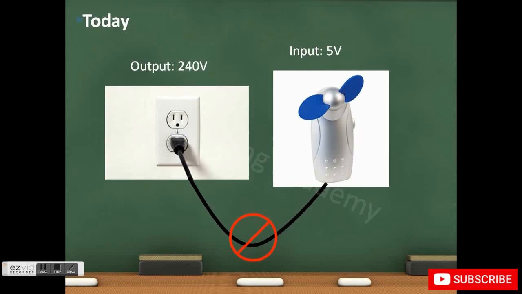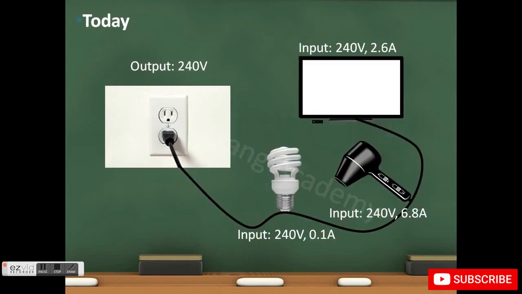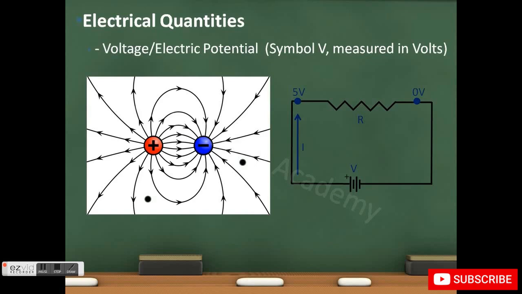Today you'll learn why you cannot connect your 240 volt supply to a 5 volt electric fan, but it is okay to connect your power supply to various devices that require the same input voltage but different input current. To begin with, you need to understand what electric potential and voltage are.